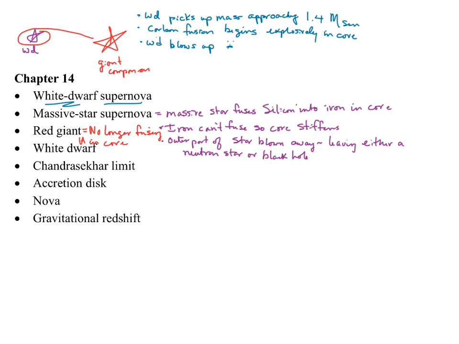White dwarfs, what did I put for white dwarfs? They are dead, relatively low mass stars. They are basically an orb of carbon.